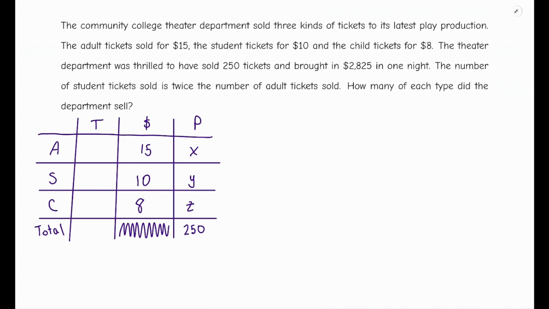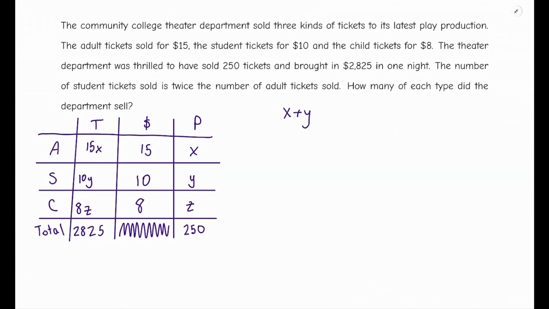Well, now the total price is the price per ticket times the number of tickets. So for adults, it would be 15x. For students, it would be 10y. For children, it would be 8z. And then I know the total we sold was $2,825. So I'm hoping right away you see that we get these two equations.